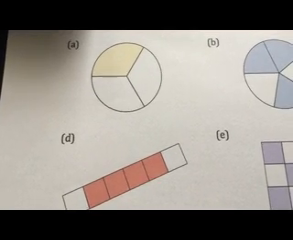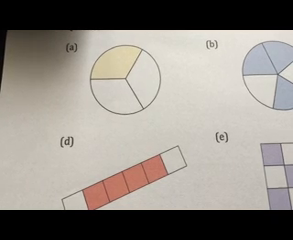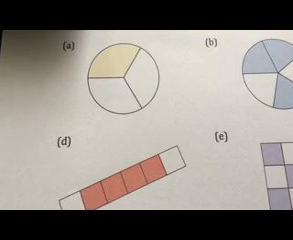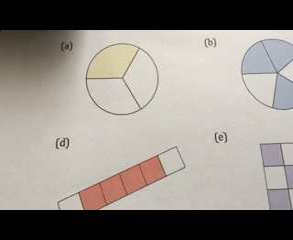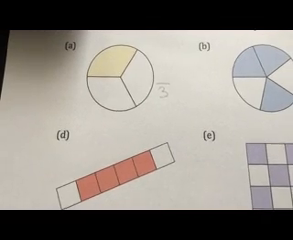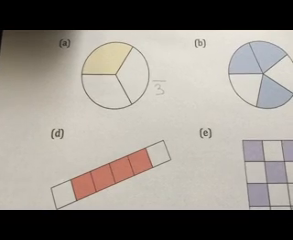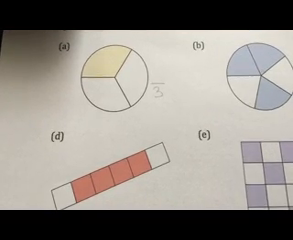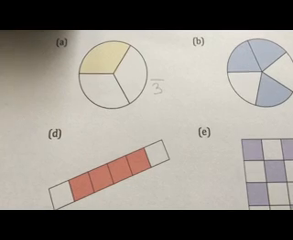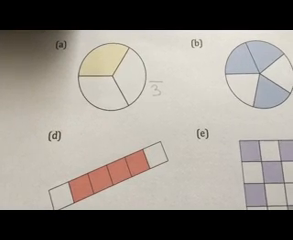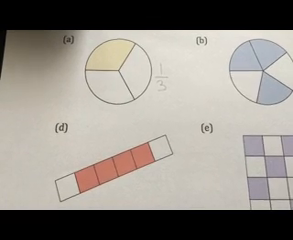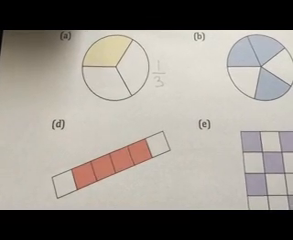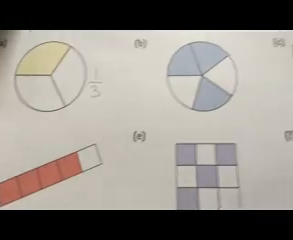So question A. First thing we need to do is look at how many pieces there are. Well, in this case there are 3. So the denominator is 3. How many pieces are coloured in? 1. So the numerator is 1. So it is 1/3. Let's have a look at question B.